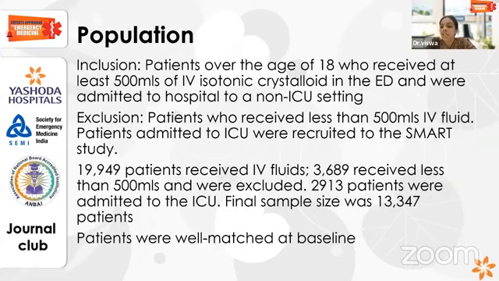Population: the inclusion criteria included patients over 18 years of age who had received at least 500 ml of IV isotonic saline in ED, and those who were admitted in non-ICU settings. Exclusion: patients who received less than 500 ml of solution were excluded from the study, and those who were admitted into ICU were recruited into the SMART trial.